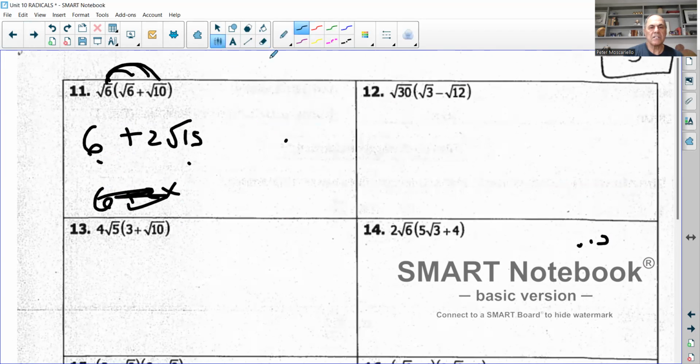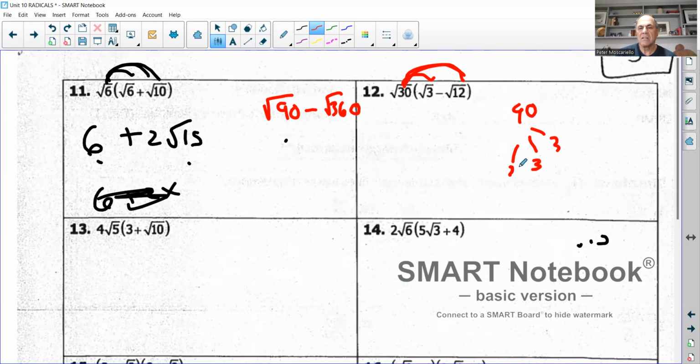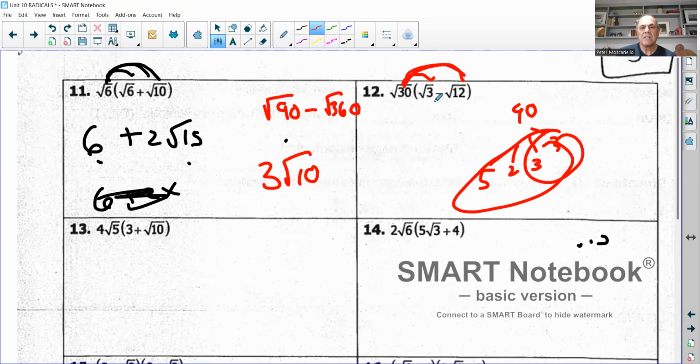Let's look at 12. Same thing going on. Here and then here. So root 30 times root 3 is root 90. Then root 30 times negative root 12 is negative root 360. So here we go. 90 ends up being this. And that sock drawer, I can pull out a 3. What's left inside? 5 times 2 is 10.